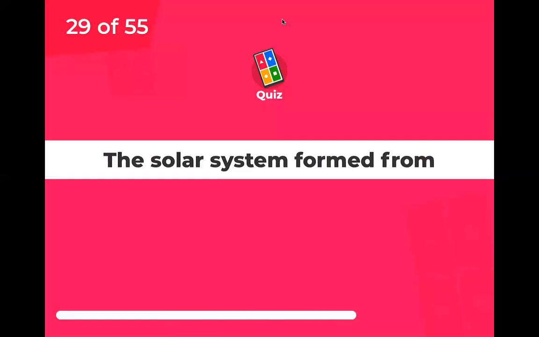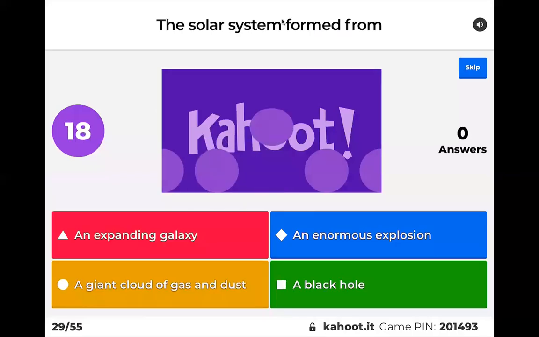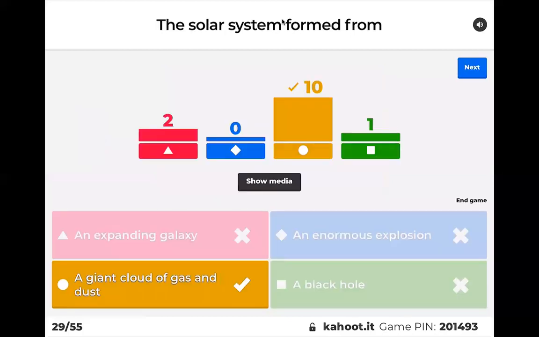The solar system formed from an expanding galaxy, a cloud of gas and dust, an enormous explosion, or a black hole. Yes, a cloud of dust and gas. Good job.